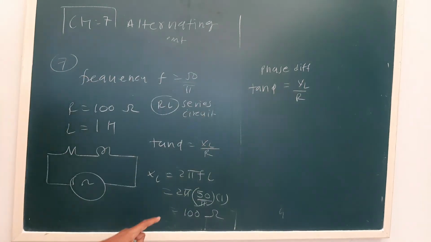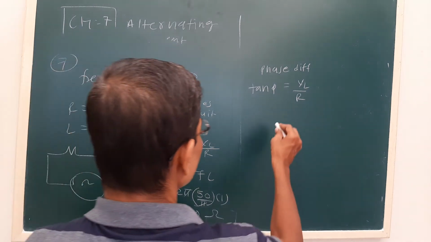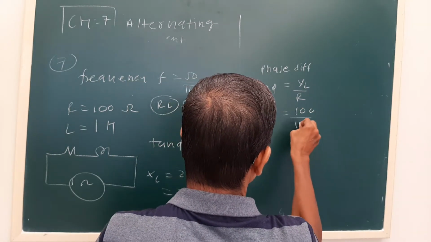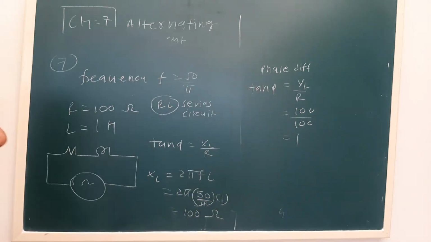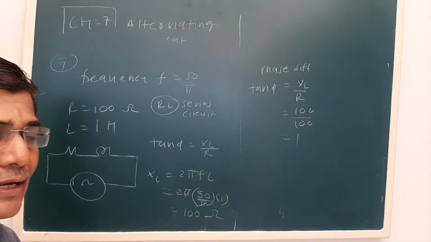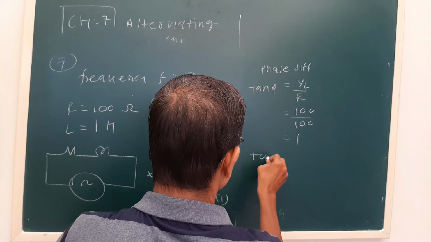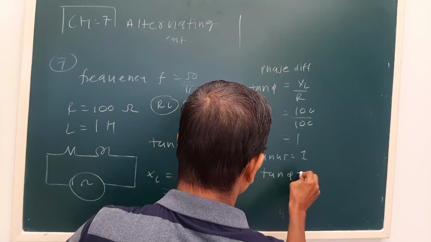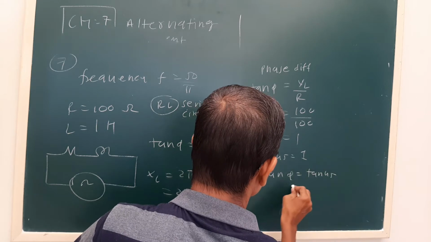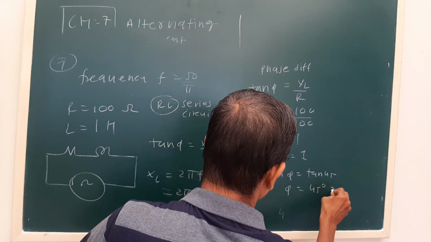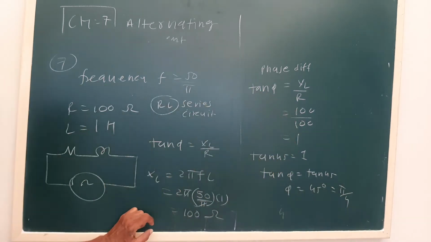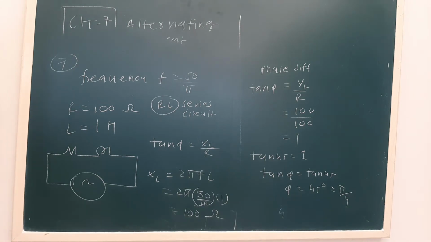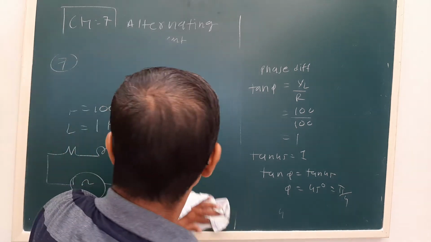Okay, XL we have obtained is 100, R is also given as 100 ohm, so it will be 100 upon 100. Now see, tan phi is 1, and we know tan 45 is 1, so tan phi is tan 45, phi is 45, or in terms of radian it will be pi by 4. So this is how we can solve this answer.